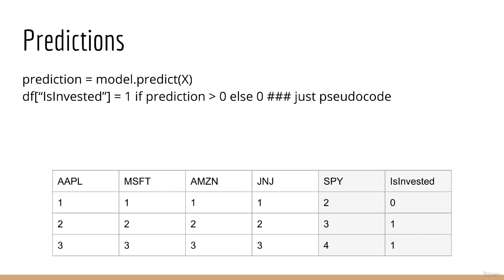Okay, so the next step will be to use our model to make predictions. Note that we don't actually need to store the predictions themselves, just whether they are greater than or less than 0. If our prediction is greater than 0, we will buy or just remain invested. If our prediction is less than 0, we will sell or just remain uninvested. So at each row of the data frame, we will know whether we are invested or uninvested based on the sign of the prediction.